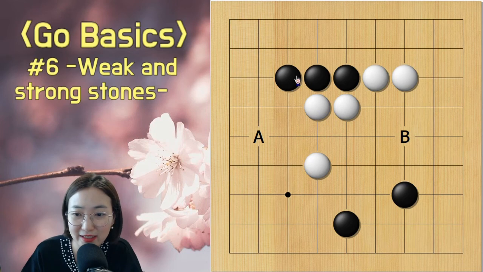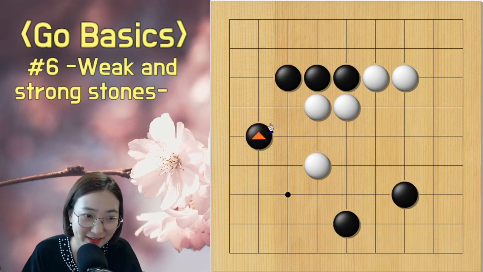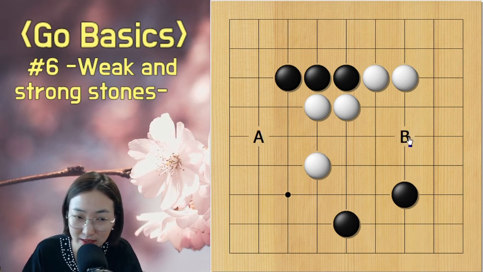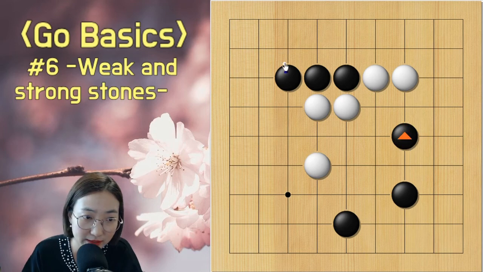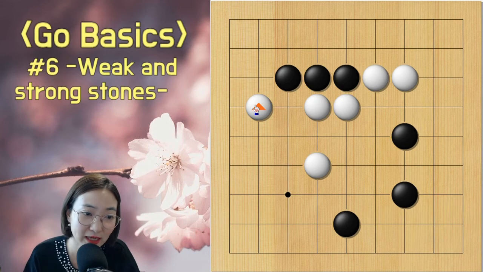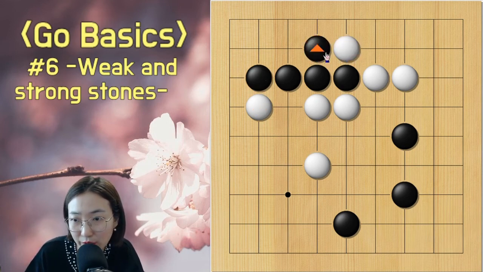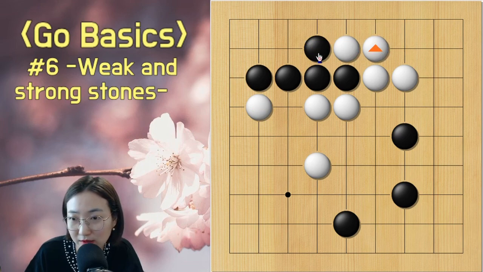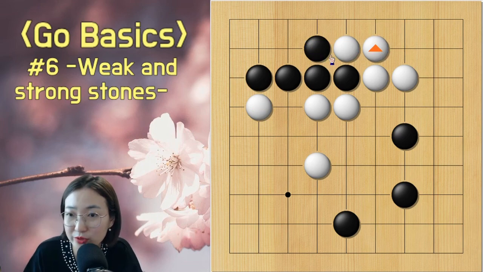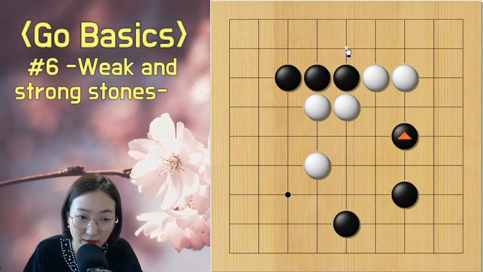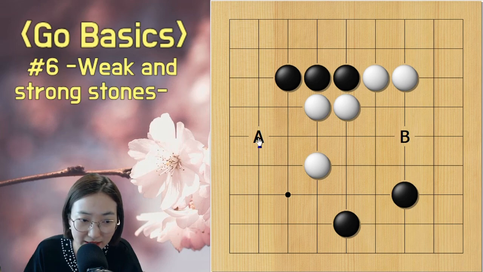Should black play A or B? The answer is A. If black plays B, then white can attack from the bottom, and black cannot establish his territory on the corner. I will show you more sequences. Black stones are dead. So in this situation, black should play A.